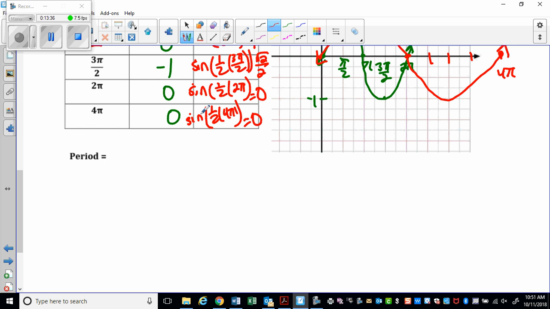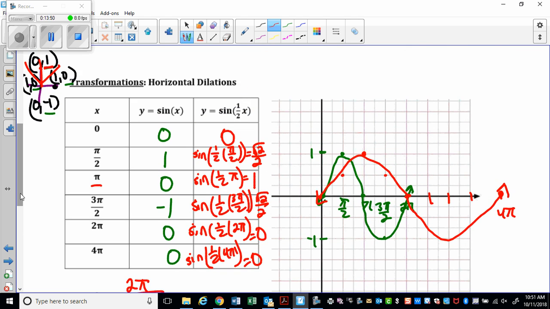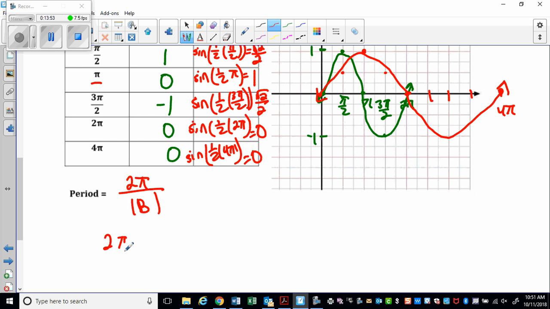So remember, my period is 2 pi divided by the absolute value of b, and my b is 1/2. It's a fraction, so this is going to be 2 pi divided by 1/2. We never divide by fractions; what we do is we flip it. We multiply by the reciprocal. So 2 pi times the reciprocal of 1/2 is 2. That means that we're going to make one full revolution in 4 pi. And that's true. That's what we did.